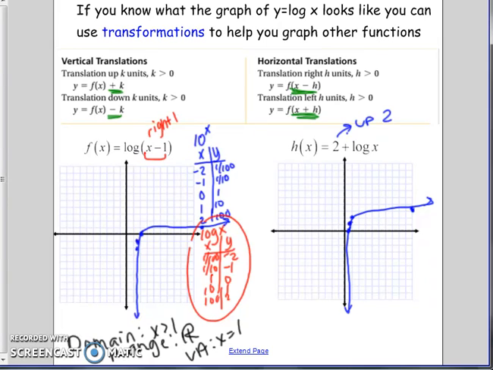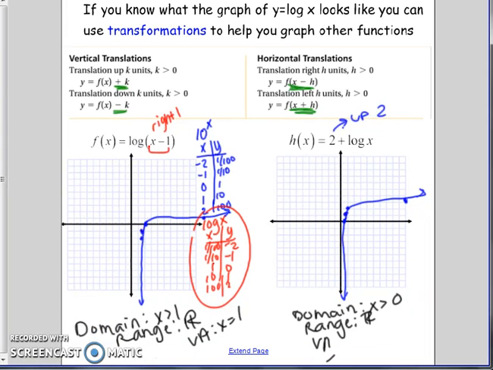So in this case, if it didn't move left and right, the domain is still going to be greater than 0. Only when it moves left or right do we have to change the domain. So x is going to be greater than 0. The range is going to be all real numbers. And the vertical asymptote is going to be x equals 0.